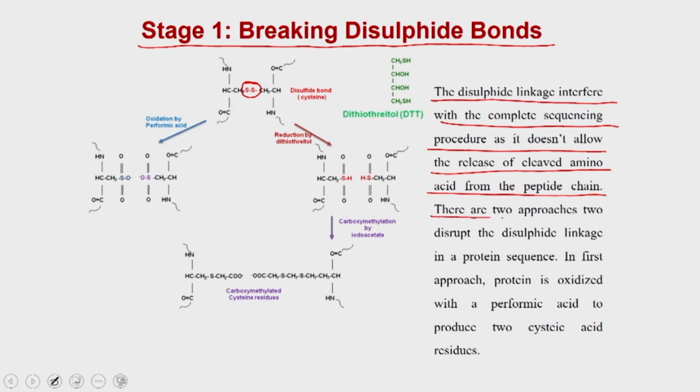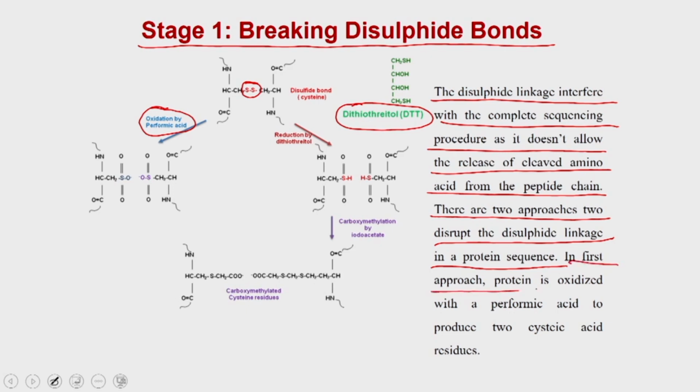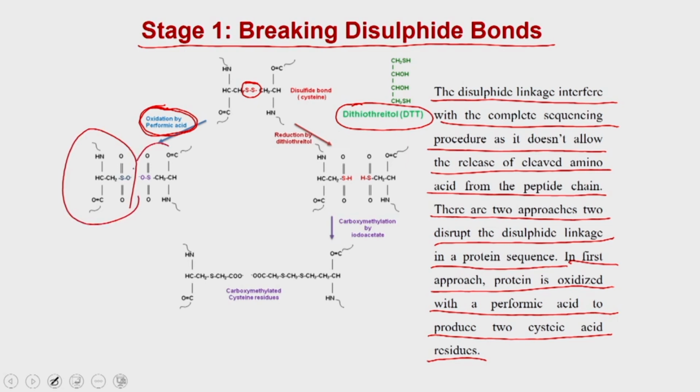So, there are two approaches to disrupt the disulfide linkages in a protein sequence. In one approach you are using DTT, and in the other approach you are using oxidation by performic acid. In the first approach, the protein is oxidized with performic acid to produce two cysteic acid residues. So, you do oxidation with performic acid, that is going to break the disulfide linkages, and that is going to give you the cysteic acid.